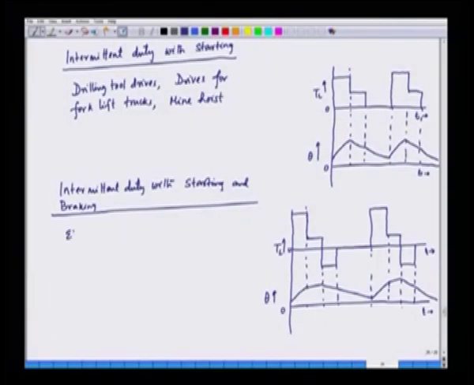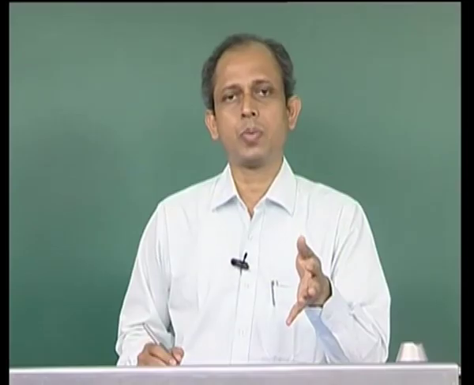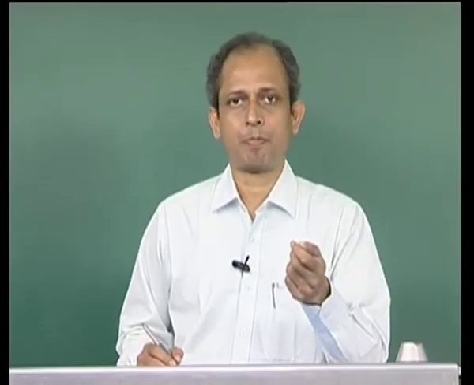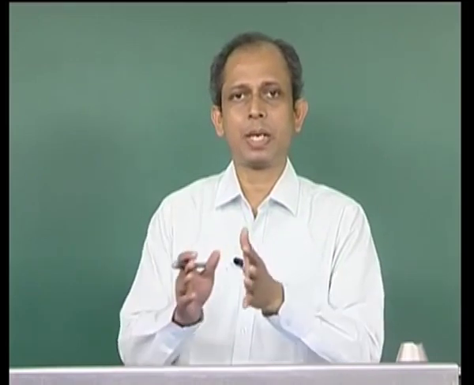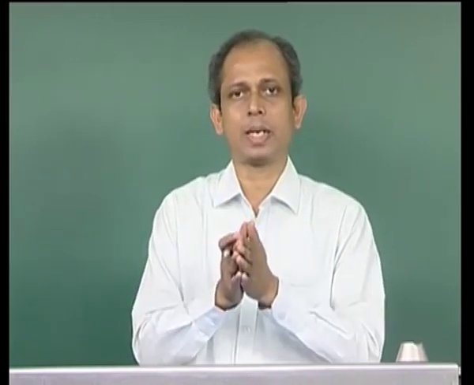So, electric suburban train is one of the good examples of a drive which requires both starting and braking. Now, when we have so many types of duty of the motor, how do we select the rating of the motor? Primarily, we can classify them into two broad categories.